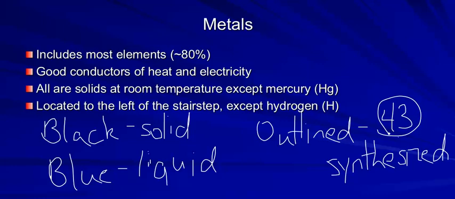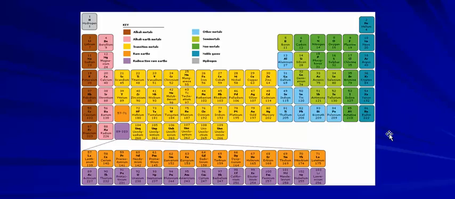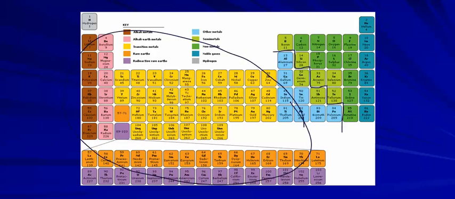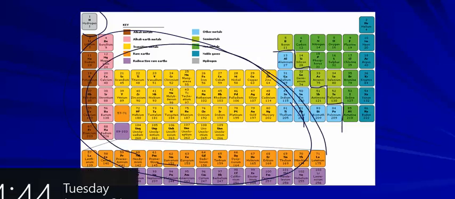So metals are to the left of the stair step, except for hydrogen. Let's look at a periodic table. If you don't have a stair step drawn in, you can go ahead and draw it in. It's basically right here. There's your stair step. Anything to the left of the stair step is a metal. So all of these elements over here are metals. Now I know hydrogen is over here, but hydrogen is a nonmetal. Hydrogen is a gas, it's a nonmetal. So about 80% of the periodic table, all these over here plus the ones at the bottom, are metals.